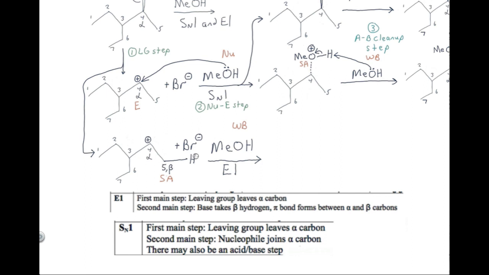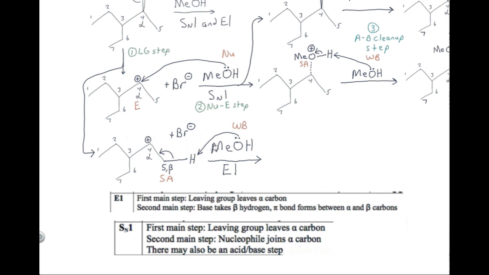Since carbon 5 is giving up the proton, I'll call carbon 5 the strong acid for this step. Now we draw the electron pushing arrows. Here is the electron pushing arrow that shows our base donating electrons to take the proton. And here is our electron pushing arrow that shows that we're going to use these electrons that get freed up to form the pi bond between the alpha and beta carbons.